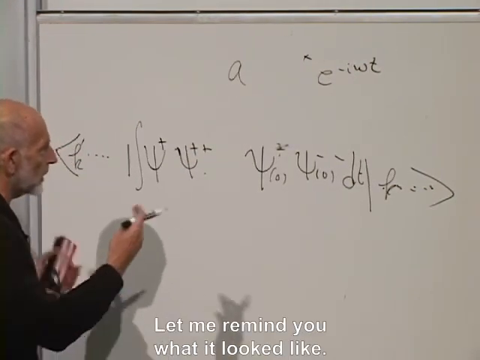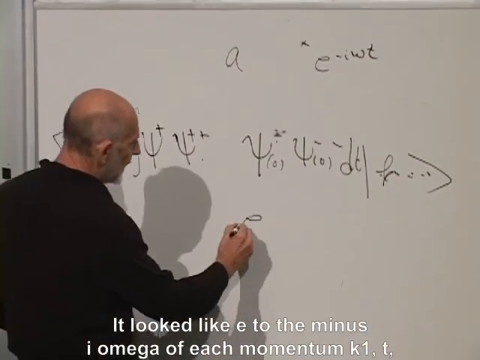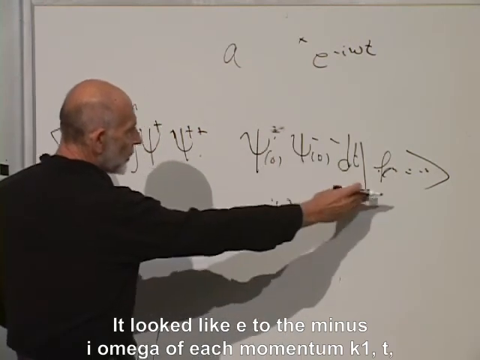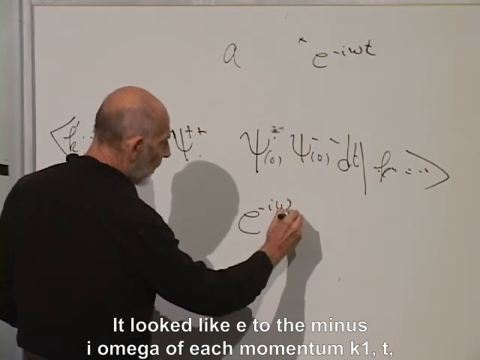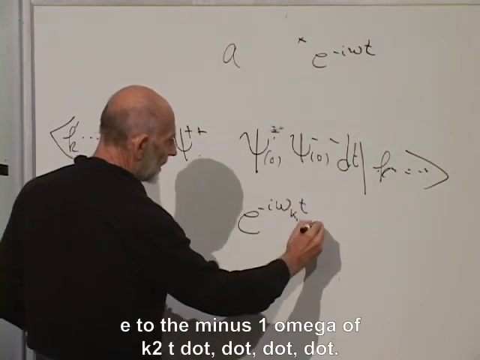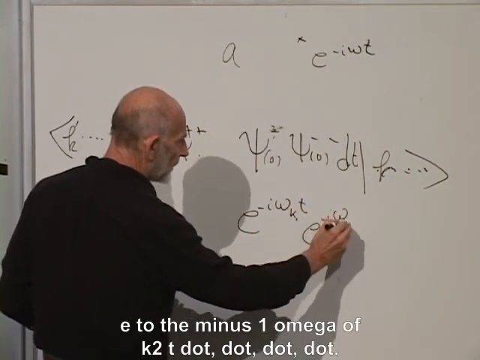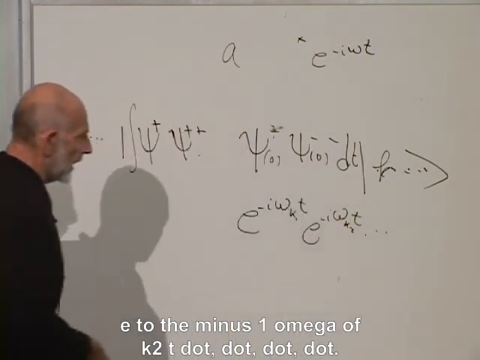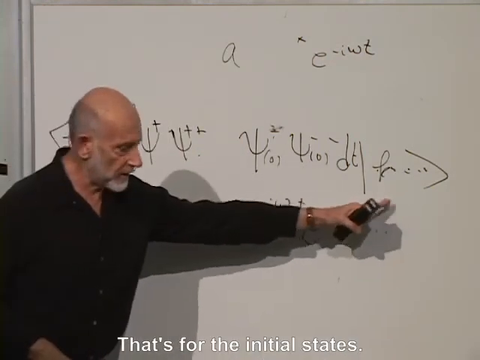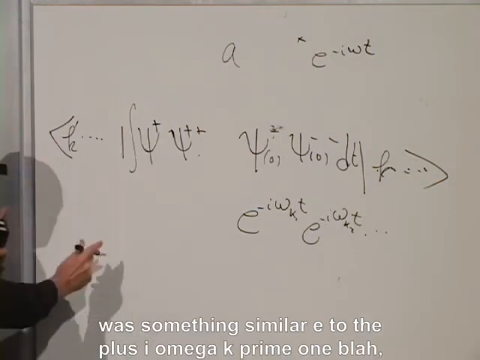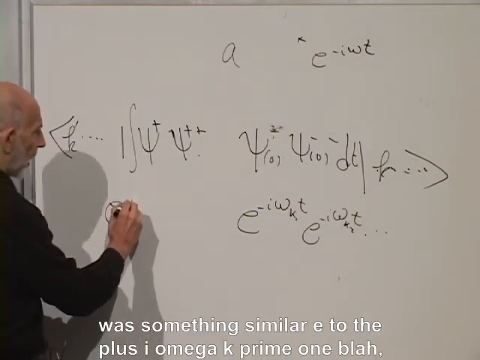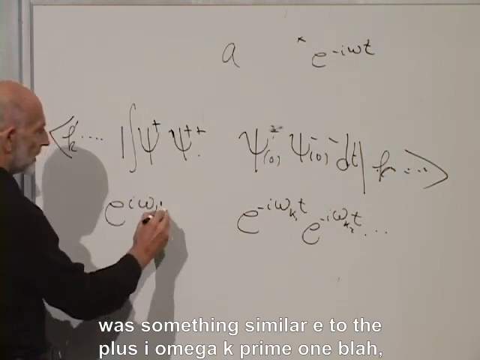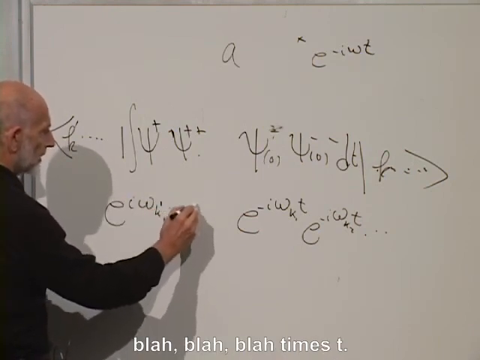Let me remind you what it looked like. It looked like e to the minus i omega of each momentum, k1 t, e to the minus i omega of k2 t, dot, dot, dot. That's for the initial states. And then for the final states, there was something similar, e to the plus i omega k prime 1, and so on, times t.